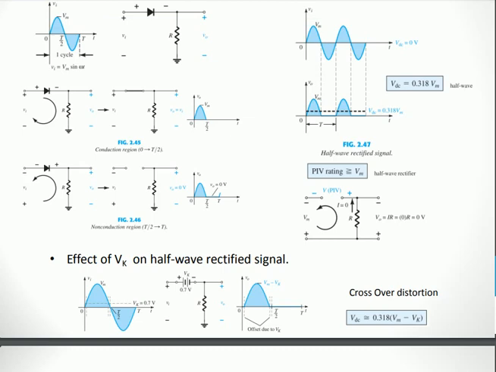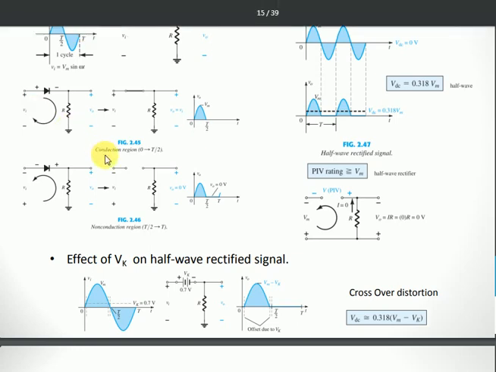Before doing that, one more thing: if there is no ideal diode, and we have a practical diode here, it may be a silicon diode or a germanium diode. What will be the effect of a germanium or silicon diode? This is the effect of Vk on the half wave rectified circuit when Vk is present. Let's suppose we have a silicon diode. Then there will be a battery, and this battery will be of 0.7 volt.